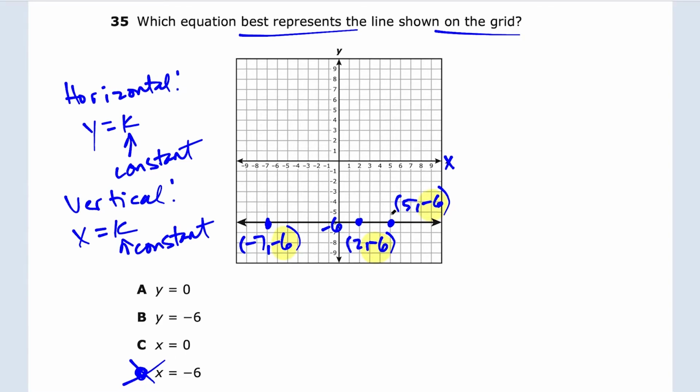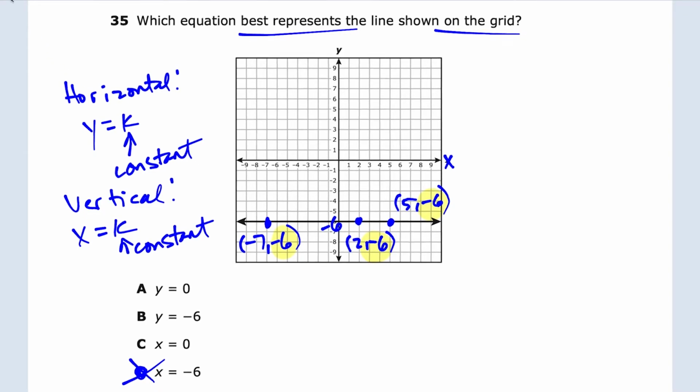So everything that these points have in common is that the y value is equal to -6, which would tell us the correct answer is choice B.